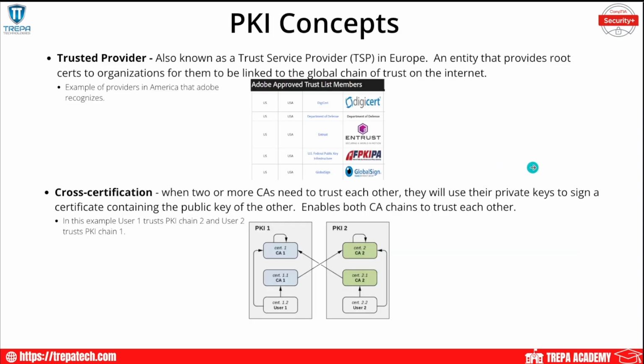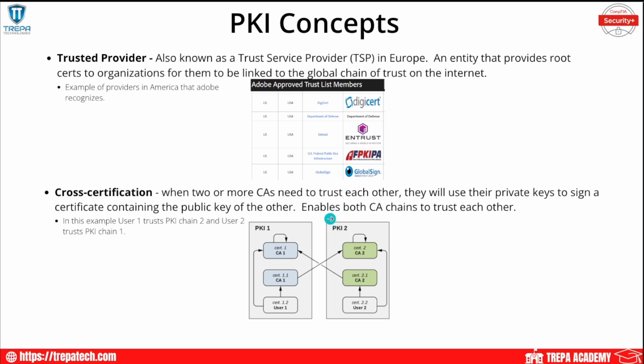Some more PKI concepts. A trusted service provider, also known as TSP in Europe. This is an entity that provides root certs or is a root CA and allows that to be part of that global chain of trust on the internet. So that's just a CA that is trusted globally and recognized by governments.